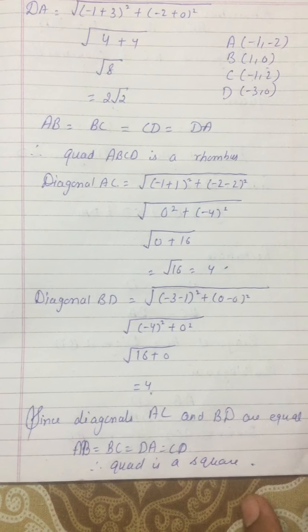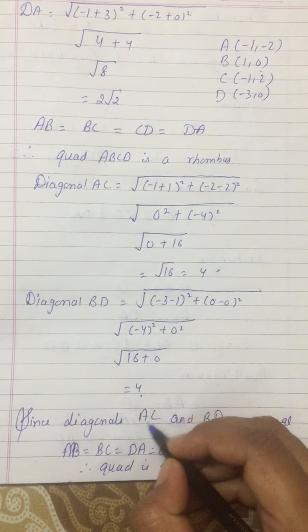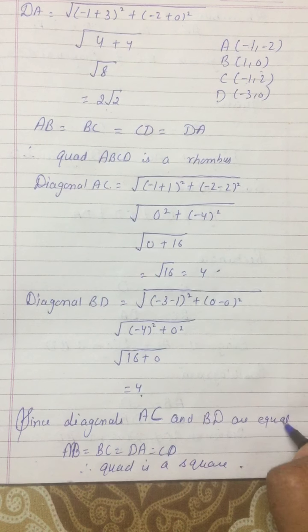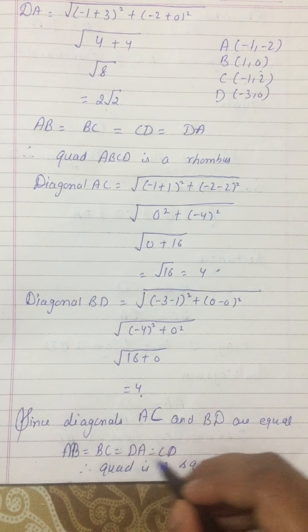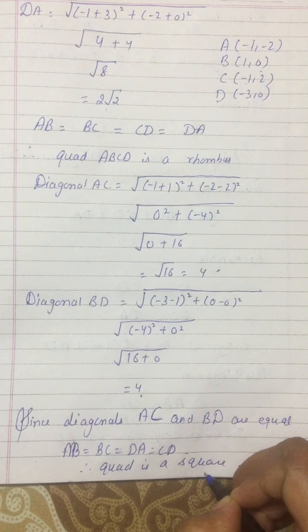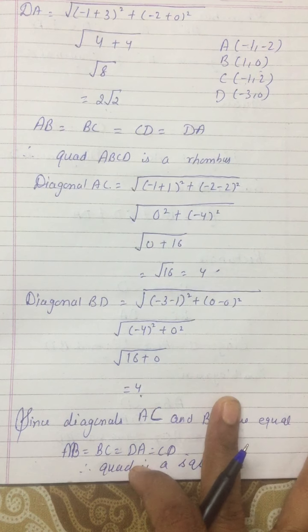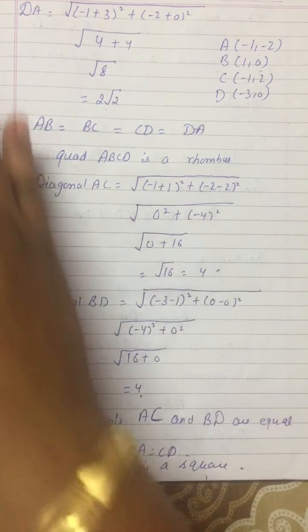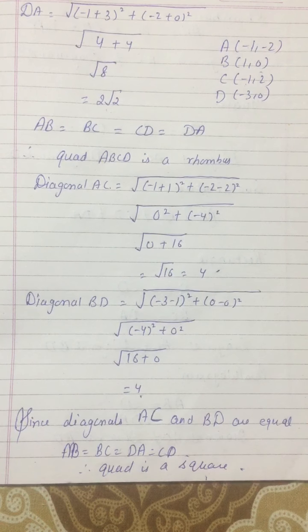Now at last I will write: diagonals AC and BD of the quadrilateral are equal. So AB and all the sides are equal. Therefore the quadrilateral is a square. Now for the further questions, I have proved that the given coordinates are the coordinates of a square.